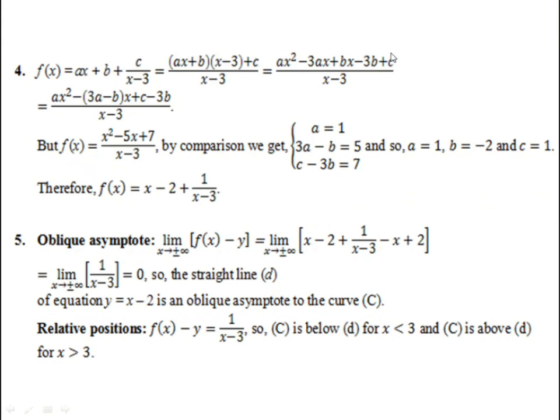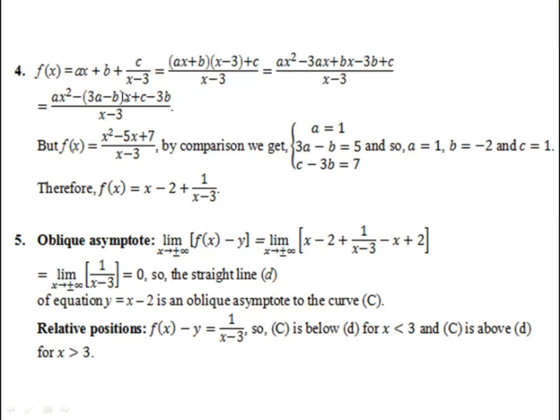So here we will expand, and then after simplification and grouping the terms, we get f(x) equals (ax squared minus (3a - b) multiplied by x plus c - 3b) over x - 3. But we know that f(x) equals x squared minus 5x plus 7 all over x - 3. By comparing these two expressions, we can say that the coefficient of x squared here, which is a, is equal to the coefficient of x squared here, which is 1. So a equals 1.